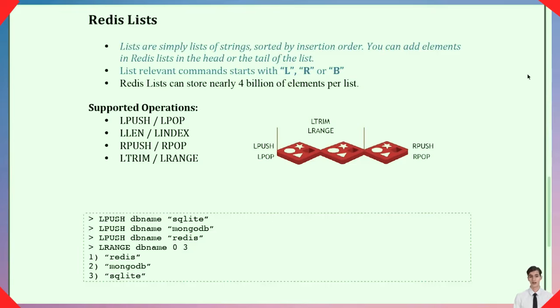Here is an example shown. LPUSH db name, where db is the key name and the value is SQLite. Another LPUSH with the key name db and the value MongoDB. LPUSH with the key name db and value Redis. If we want to list these elements, we can run the LRANGE command with the range 0 to 3. It will show the values in the insertion order at first.